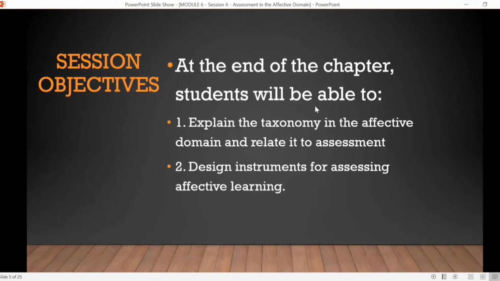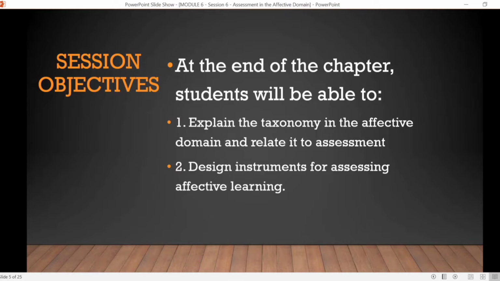Okay. At the end of the chapter, students, just to remind you, you will be able to, number one, explain the taxonomy in the affective domain and relate it to assessment. Of course, you are aware about Bloom's taxonomy of learning.